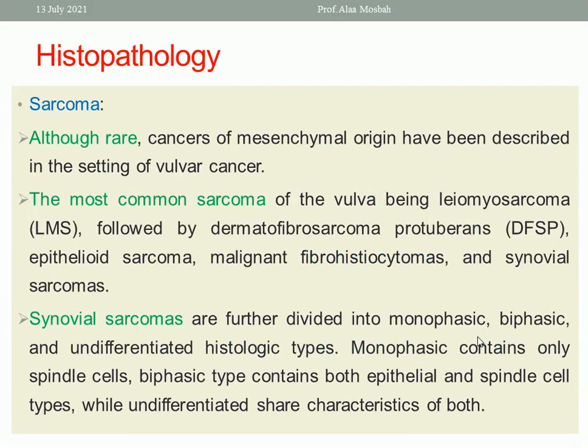What about sarcoma? It's a rare type of cancer of mesenchymal origin, described in the setting of vulvar cancer. The most common sarcoma of the vulva is leiomyosarcoma, followed by dermatofibrosarcoma protuberans, epithelioid sarcoma, malignant fibrous histiocytoma, and synovial sarcoma. Synovial sarcoma is further divided into monophasic, biphasic, and undifferentiated histological types. The monophasic contains only spindle cells, biphasic contains epithelial and spindle cell types, while the undifferentiated shares characteristics of both.